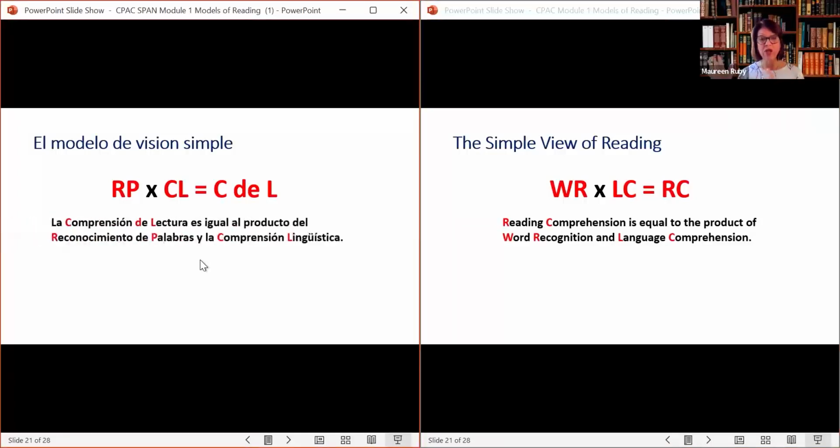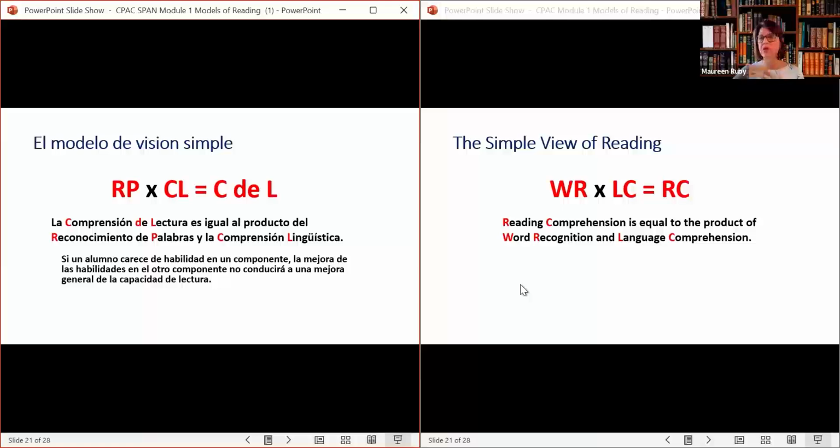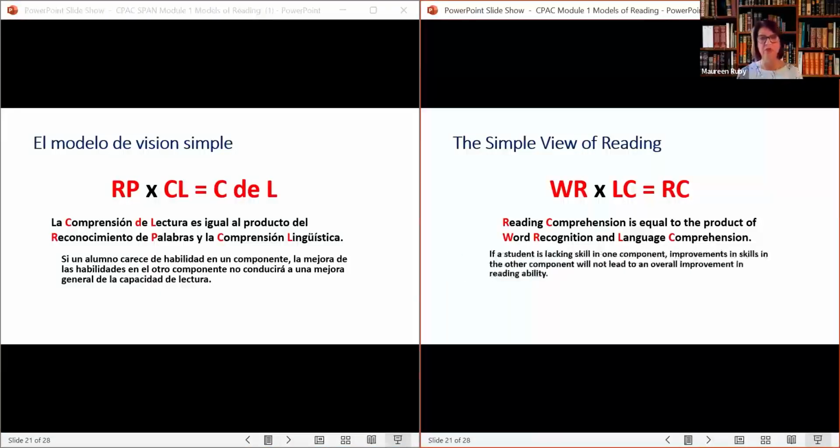It's saying that reading comprehension is equal to the product of word recognition and language comprehension. So you need to be able to decode all those things that we talked about. You need phonemic awareness, alphabetic principle, etc. And you need to have language comprehension. We just talked all about that in order to be able to have reading comprehension. And so you can't have one and not have the other. You can't have a little bit of one and a little bit of the other. You need to be competent in word reading and decoding, and you need to be competent in language comprehension in order to have reading comprehension. So that's the simple view of reading.